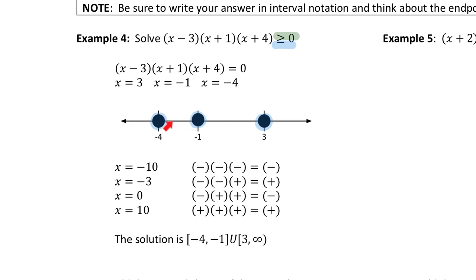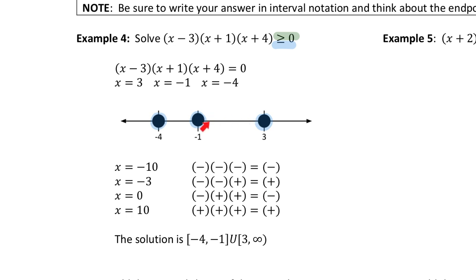In this next interval, what's a number between -4 and -1? Great. I'm going to take that number and plug it in. Could you pick -2? Yeah. Whatever. If I take the number -3 and plug it in here, -3 minus 3, a negative number. -3 plus 1, a negative number. -3 plus 4, positive. What's a negative times a negative times a positive? Do you see what I'm doing here?